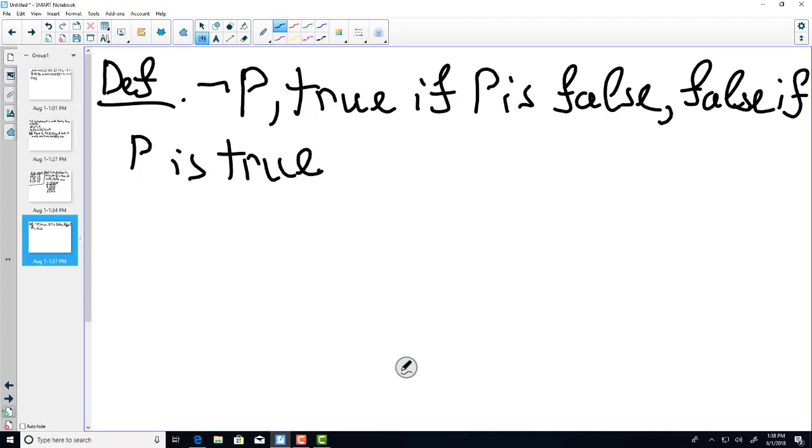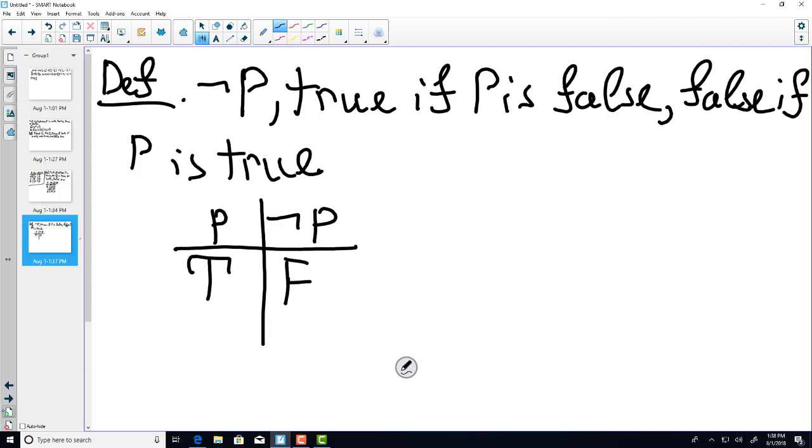So the truth table looks in the following way. If P is true, then negation of P is false, and if P is false, then negation of P is true. For example, if the statement P is Alice is a PhD student, then negation of P is Alice is not a PhD student.